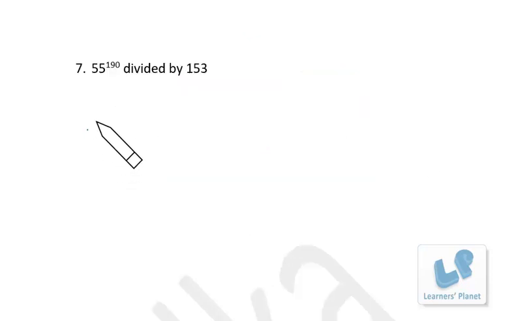Similarly, we try this question. 55 raised to 190 divided by 153. Now 153, 5, 6, 7, 8 and 1, 9. So it's a multiple of 9. Precisely it is 9 into 17. Okay, 17 and 9, they are co-prime to each other. So we'll find out the remainder in each case, with 9 and with 17 as well.